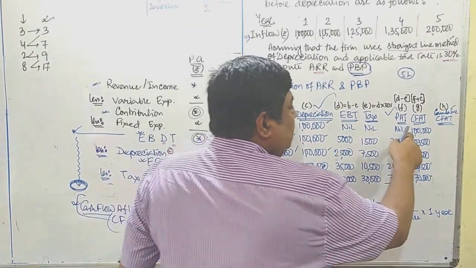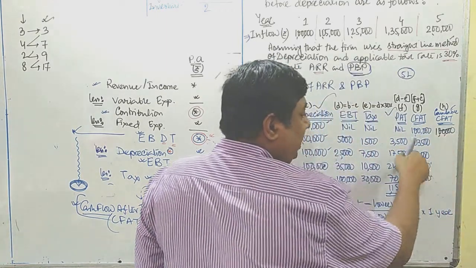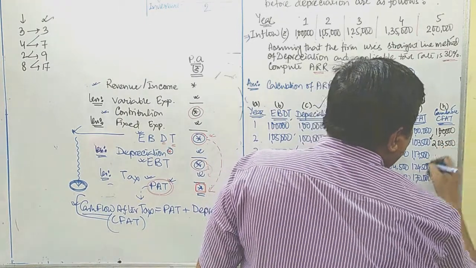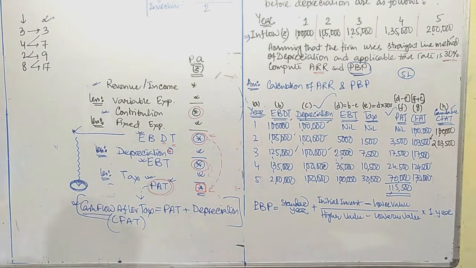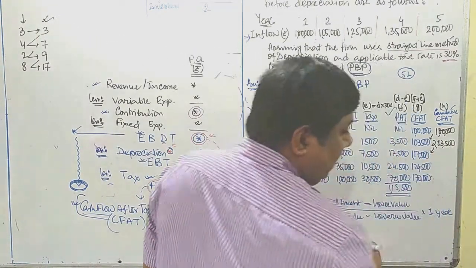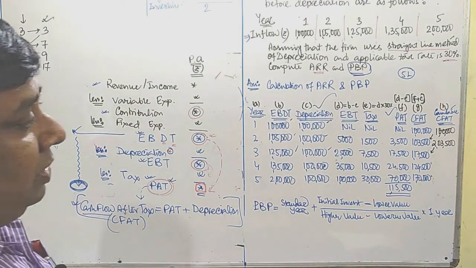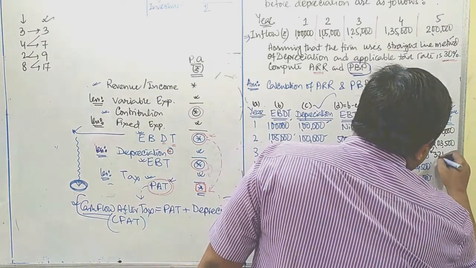Then first year it is 1 lakh, cumulative CFAT is also 1 lakh. Second year 1 lakh plus 3,500, it is 2 lakh 3,500. Third year, 2 lakh 3,500 plus 1 lakh 17,500. If you sum up, you are getting a total of 3 lakh 21,000.